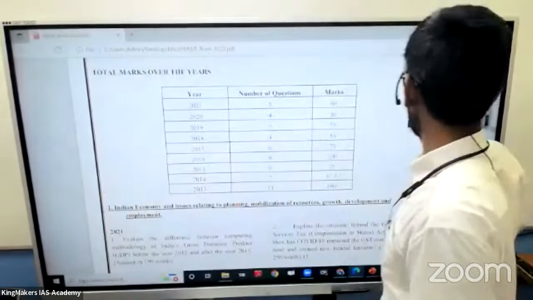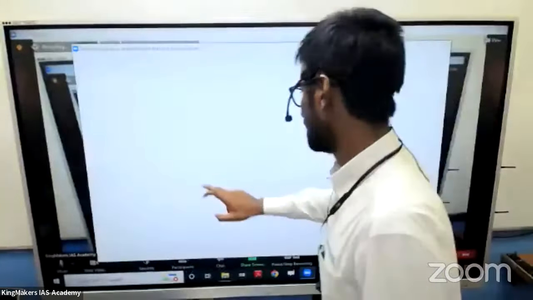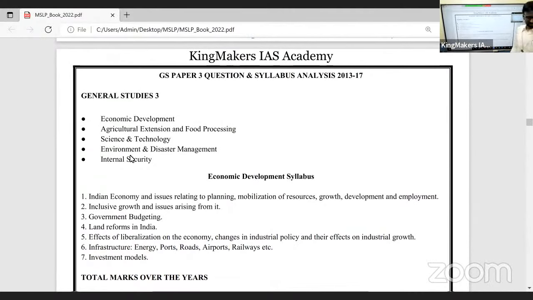Now we'll go for the GS3 part. GS3 part quickly. It is divided into 5. So yeah, we can do a lot of classification, but overall the classification is just 5. So first part is economic development, second part is agricultural extension and food processing, third part is science and technology, next environment and disaster management and internal security.